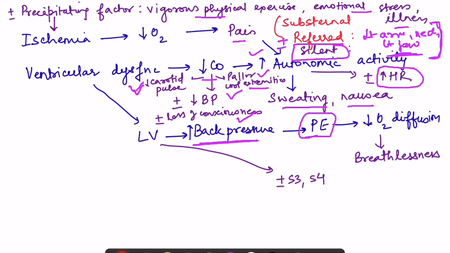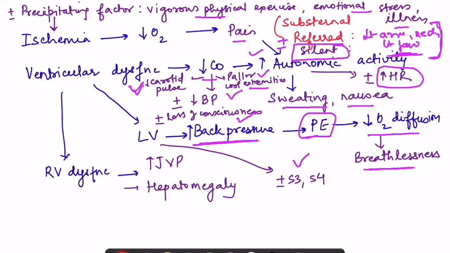There will be decrease in oxygen diffusion across the alveolar wall, and this will lead to breathlessness. Oxygen is less in the vessels. Plus, because of the heart failure, there may be presence of S3 and S4 sounds also on auscultation. Then if right ventricle is involved, there will be signs of right ventricular failure, that is there is increase in the jugular venous pulsation, there is presence of hepatomegaly and edema.